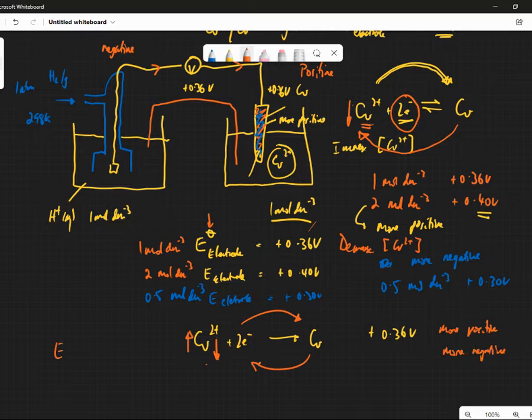Now, these are electrode potentials. Okay, I think everyone's good so far. We all get that, do we? I hope.